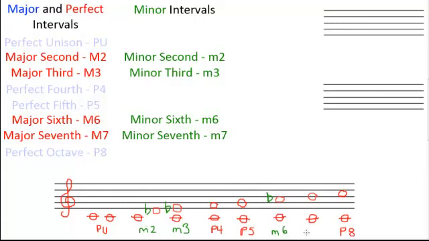And finally we have our major seventh, which sounds like this, which we will lower by a semitone, making it a B flat, so it now sounds like this. Okay, so there we have all of our major intervals lowered by a semitone to become minor intervals.